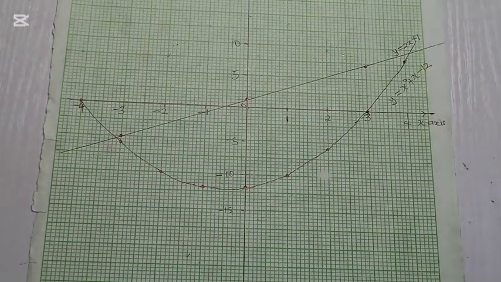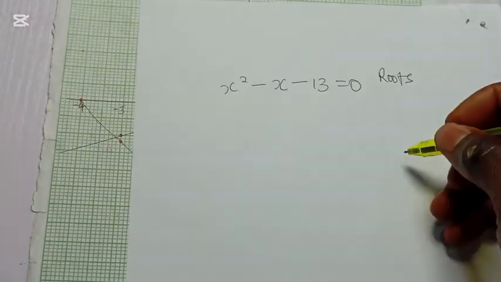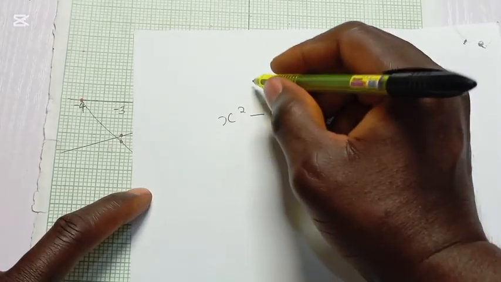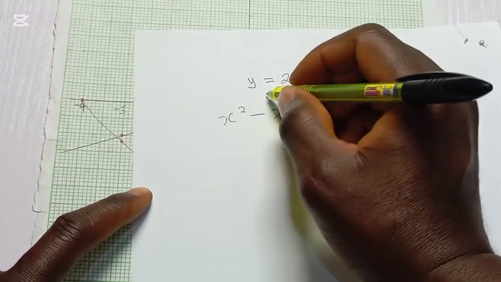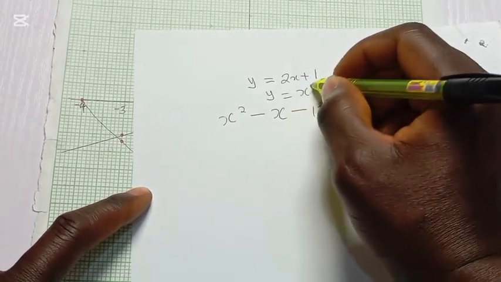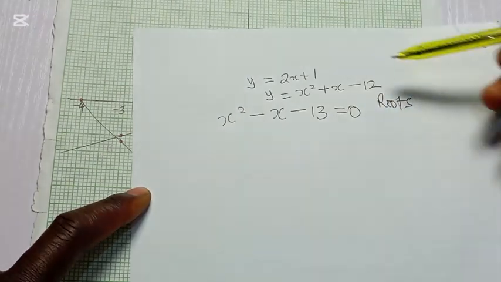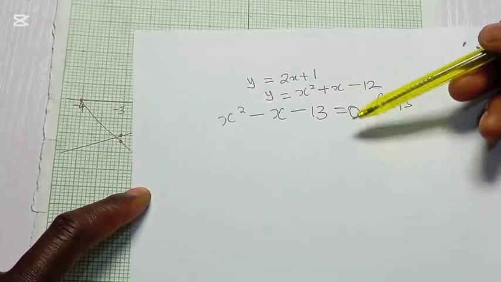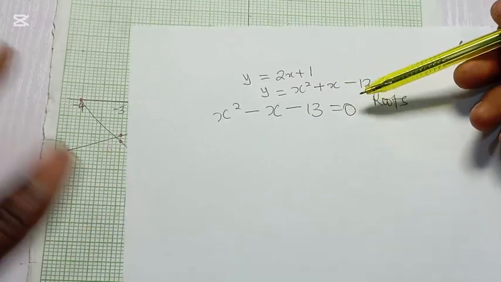So how can I make it look that way? I'm going to start from here. Now, take a look at it. Don't forget, we are dealing with two equations. I'm going to write it at the top here: y equal to 2x plus 1. And then we also have y equal to x squared plus x minus 12. So these are the two equations. So certainly this particular equation will have a relation to that. So now how can I make this look this way?